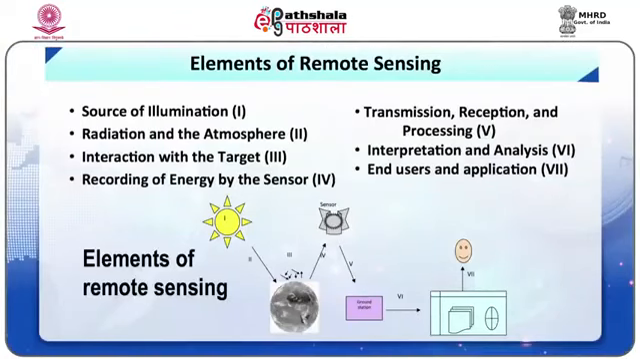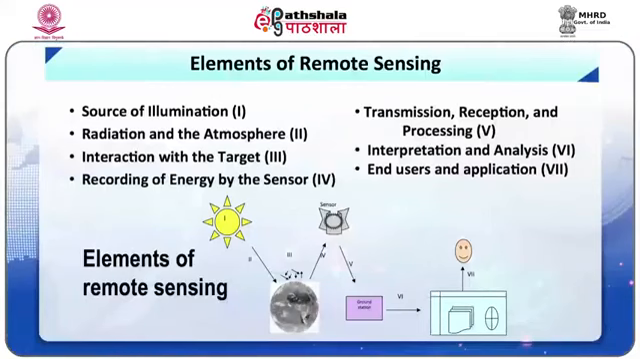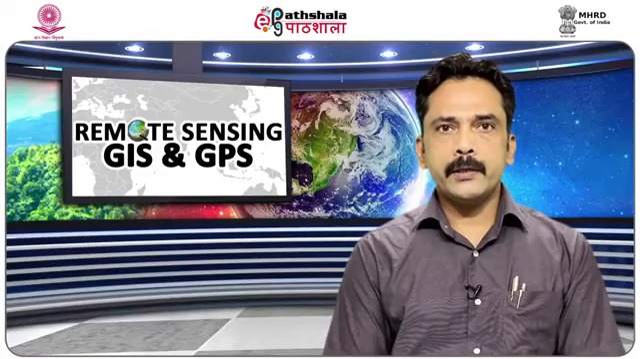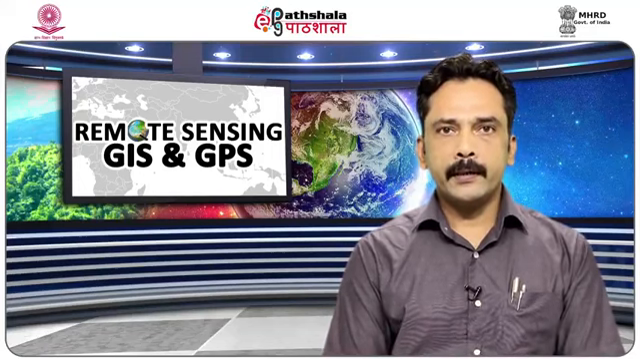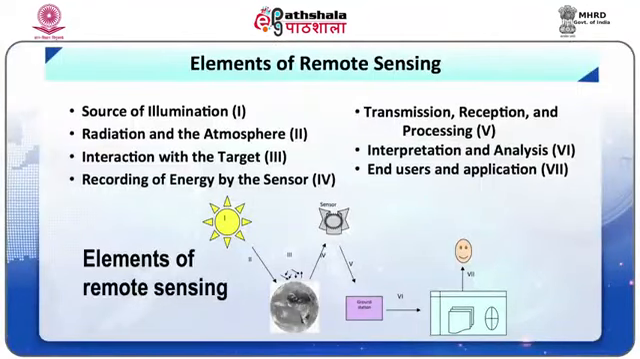Radiation and the atmosphere, marked as 2 in figure number 1. As the energy propagates from its source to the target, it interacts with the atmosphere as it passes through. Interaction with the target marked as 3 in figure number 1. Once the energy makes its way to the target through the atmosphere, it interacts with the target depending on the characteristics of both the target and the radiation. Recording of energy by the sensor, which is marked as 4 in figure number 1. After the energy has been scattered or emitted from the target, a sensor is required to collect and record the electromagnetic radiation.